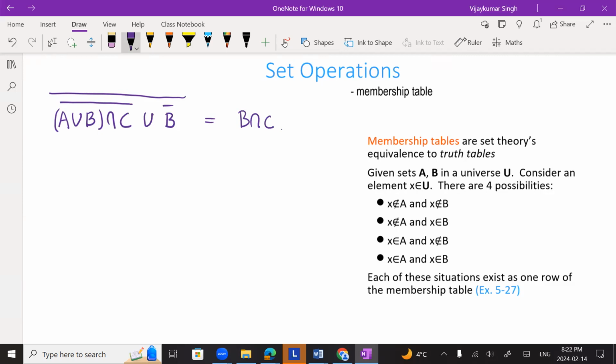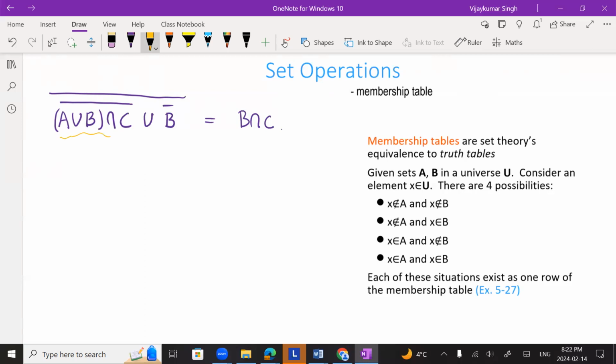Let's try to do it in two ways. One way is using the laws of set theory, which will be provided to you during the exam. That's one way. Another way would be using the membership table. Okay. So let's do that both ways. Now, it doesn't matter whether you want to go from bottom to top, from inside to out, or outside to inside. It doesn't matter which way you want to go.